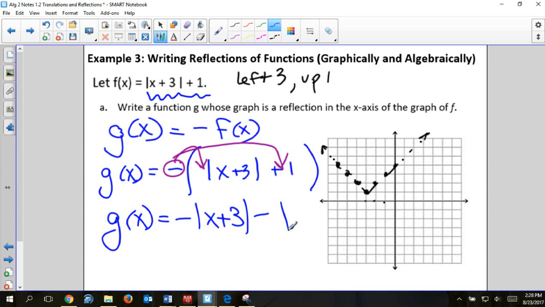And graphically, by the way, this flips over the x-axis. So since it's currently 1 up from the x-axis, it'll be 1 down from the x-axis. This is where it would be located. That's what it would look like. So where the original function has a plus 1 at the end of it, this one has a minus 1 because it's 1 down.